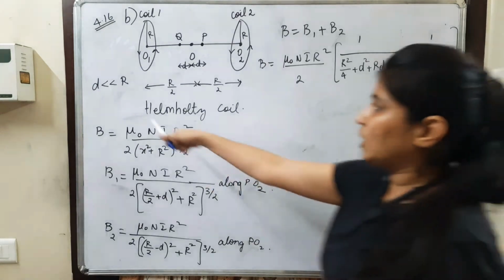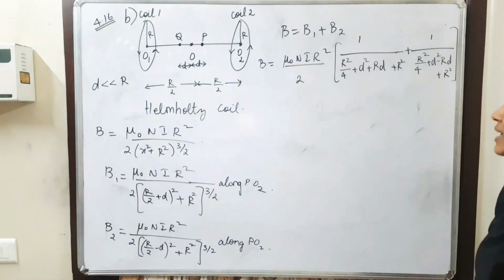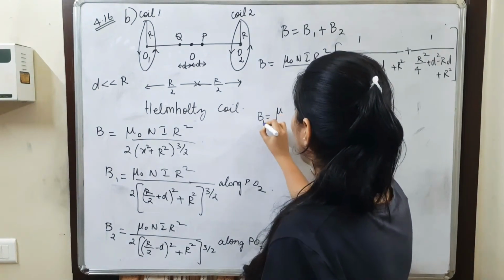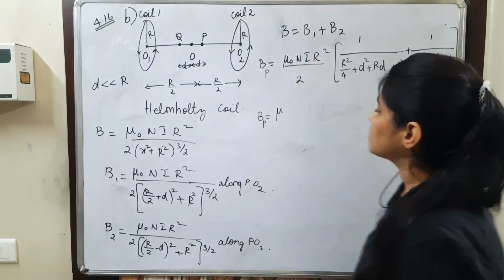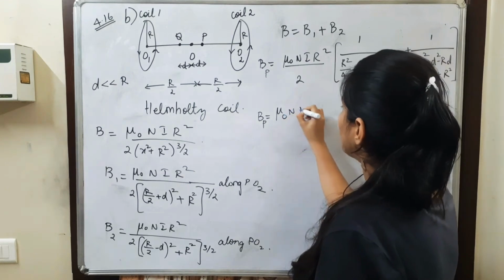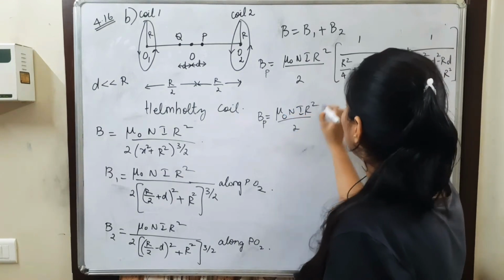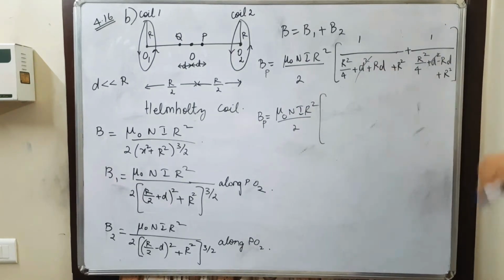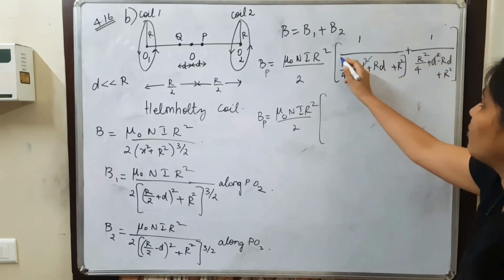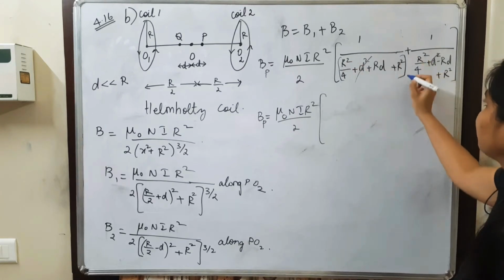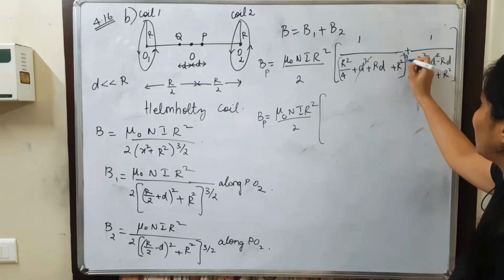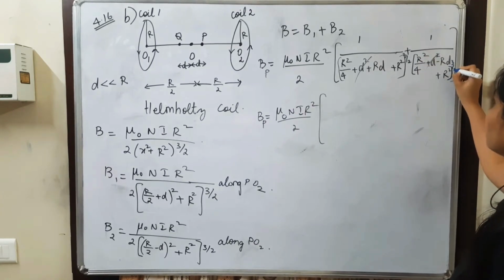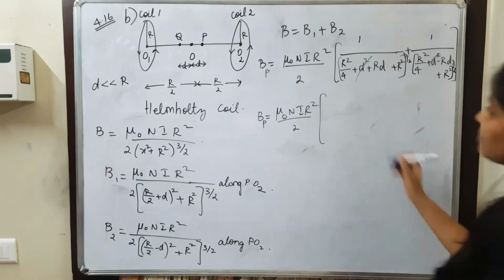Okay, now you check these terms. Since we have taken the assumption D is far lesser than R, we can neglect D. So the magnetic field at the point P, I'll write it as B subscript P, is mu naught N I R square divided by 2 into, so this D can be neglected, D here also can be neglected, and here we have the power of 3 by 2. This one is also to the power of 3 by 2. Alright, so let me just write it down.